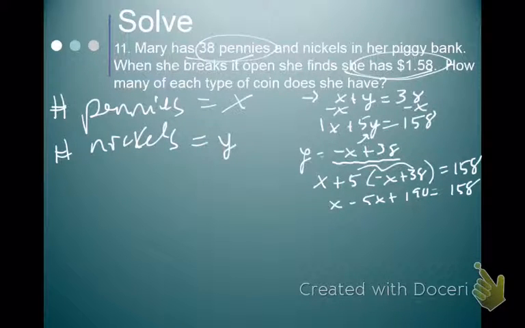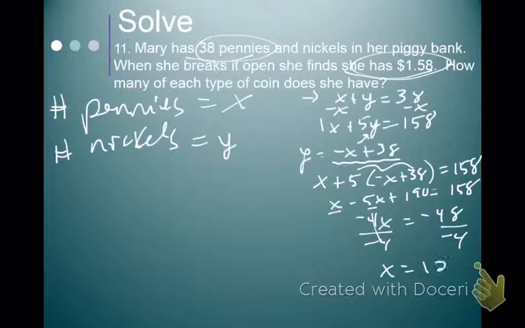Right? So subtract 1, combine like terms, you get negative 4x. Subtract 190, and you get negative 48. That's okay, because look, you have to divide by negative 4. And so we find out that there must have been 12 pennies. And if there were 12 pennies, we're going to go back up and plug this into, actually right here.